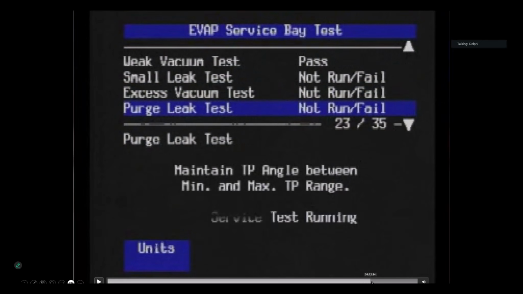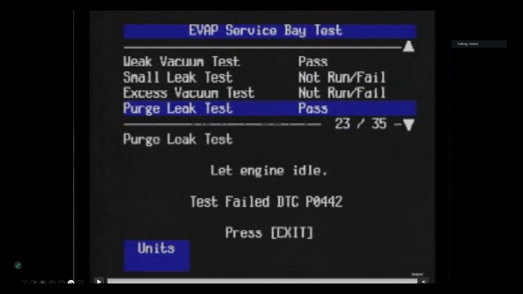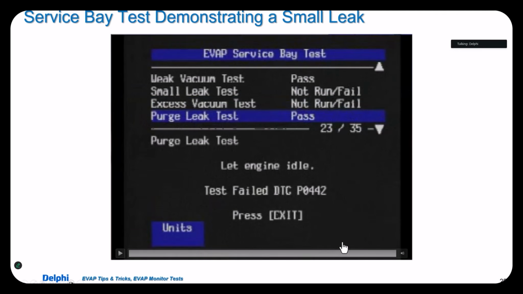We're going to go ahead and go by that because it doesn't run the purge, because it already saw it fail. So in the end, what we got on this car was basically a 442 small leak. So this is the PCM in control of the testing, and some of them do it even better than this, but I just want to show you the simple way.